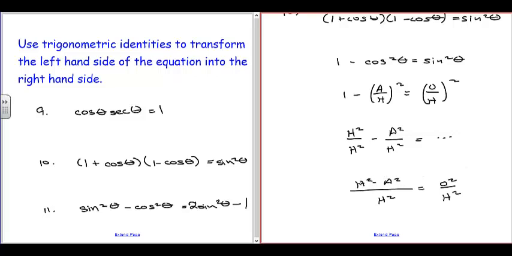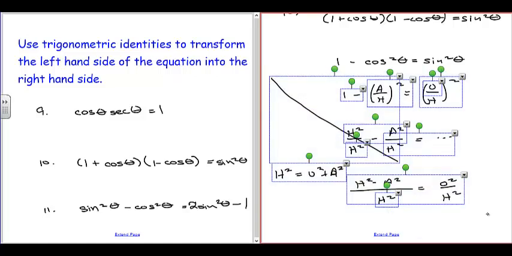Now what happens? What you do here is use the Pythagorean theorem. So the Pythagorean theorem says hypotenuse squared equals opposite squared plus adjacent squared. So hypotenuse squared minus adjacent squared equals opposite squared. Okay, so that's how you do it using the lengths of the different sides.